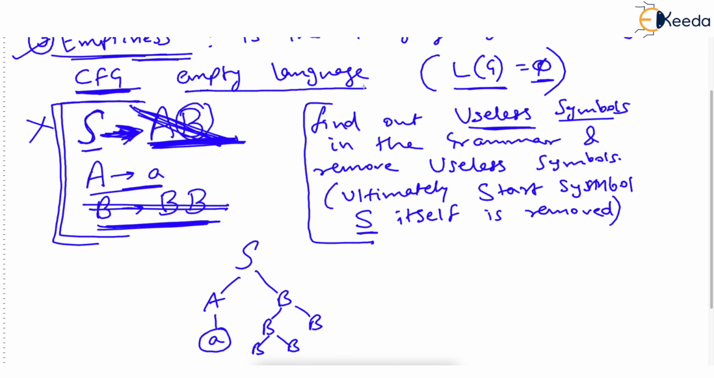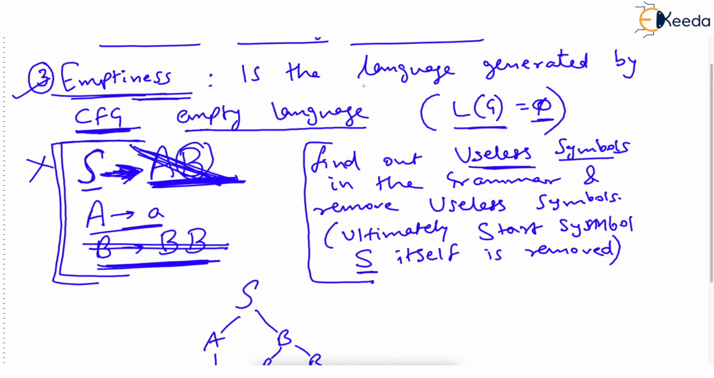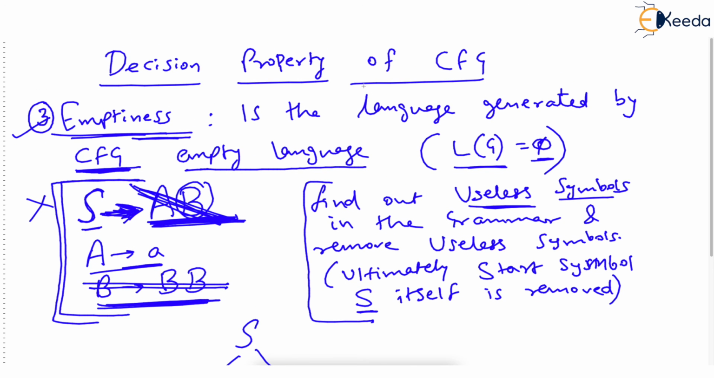I hope you understood that the decision property called emptiness is solvable. We can write a computer program or an algorithm which will check useless symbols and then find out whether S becomes useless. If S is also useless, then the language is empty. So we have seen all three decision properties: membership, finiteness, and emptiness are solvable. The answer to this problem is yes, there exists an algorithm. Yes, an algorithm exists for these problems. So decision properties are solvable.